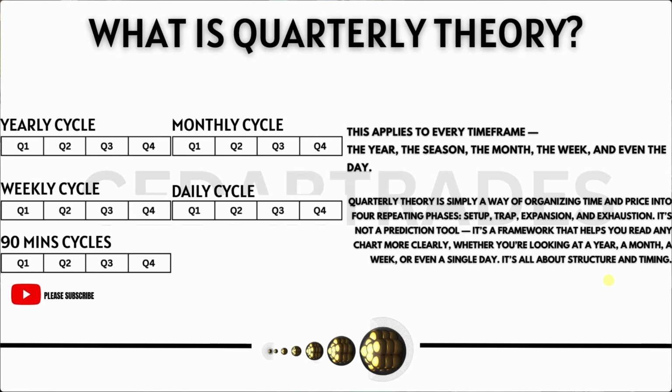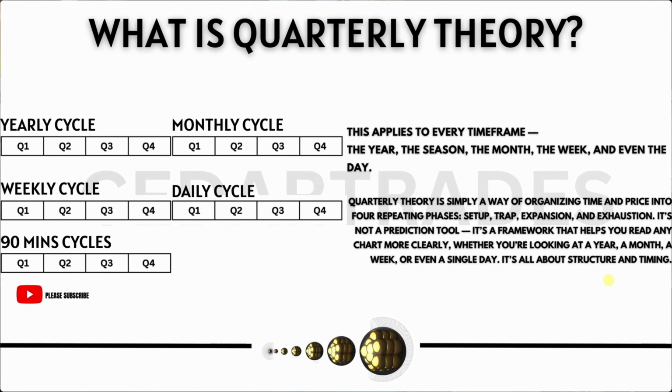What is quarterly theory? Quarterly theory is simply a way of organizing time and price into 4 repeating phases: the setup, the trap, the expansion, and the exhaustion. It's not a prediction tool. Again, it's a framework that helps you read any chart more clearly, whether you're looking at a year, a month, a week, or even a single day.